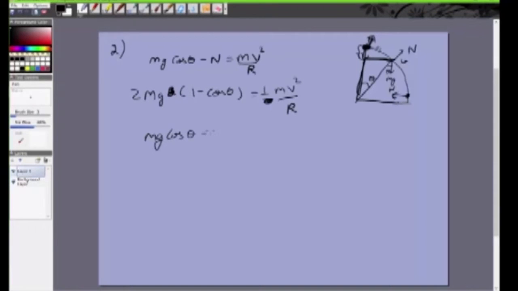So mg cos theta minus N is equal to 2mg times (1 minus cos theta), which gives us N is equal to 3mg cos theta minus 2mg. So N = mg(3 cos theta minus 2). Initially theta is 0, so it is mg. That means it is positive, so radially outward. Finally theta is pi by 2, so cos theta is 0, so this is minus 2mg. That means radially inward, because we've assumed radially outward, so the negative normal force means radially inward.